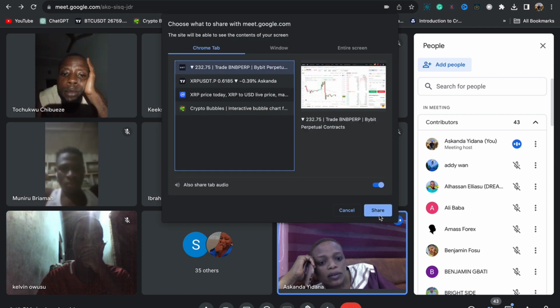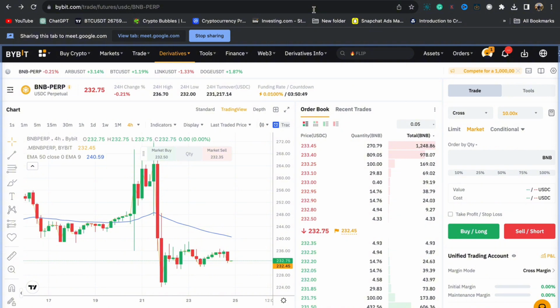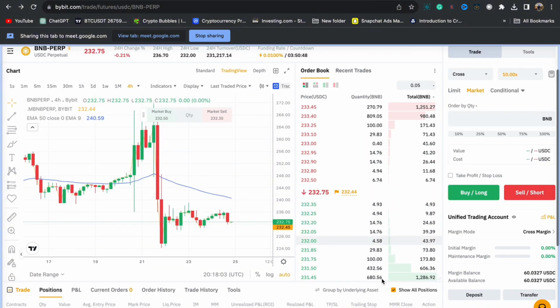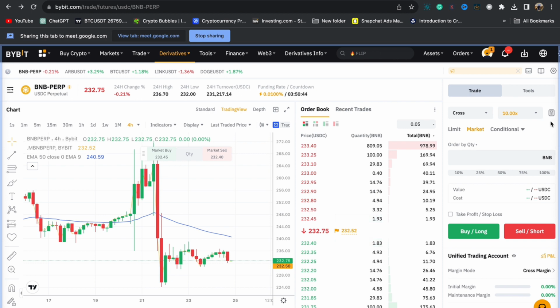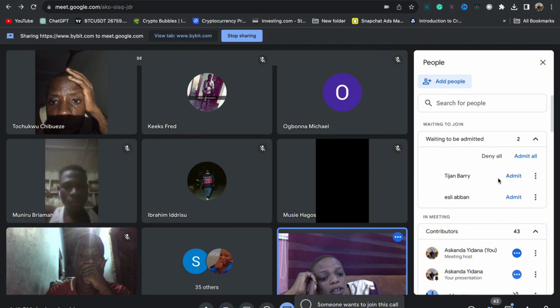Yeah, so we have Bybit. Now that we have Bybit, we are going to calculate the quantity. On Bybit, they also have a calculator. You can see this button here. That's the calculator. I hope everyone is seeing it. So that's the calculator for Bybit.